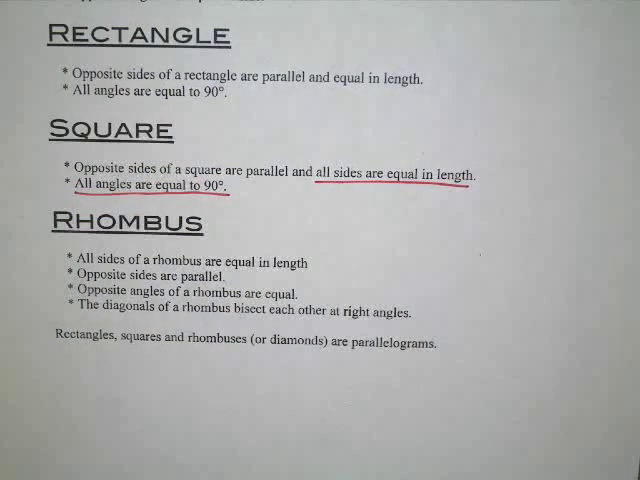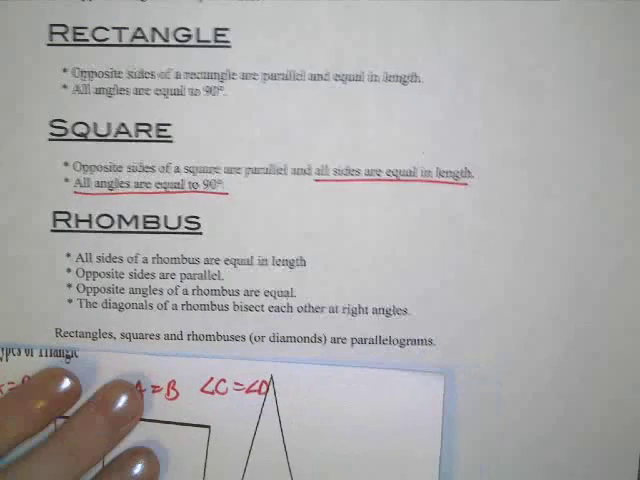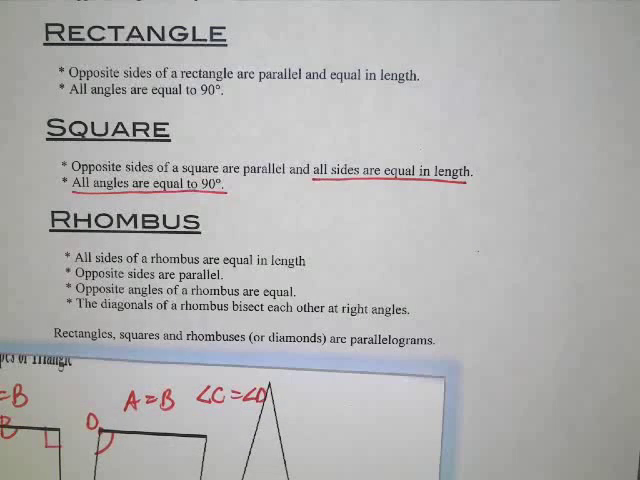The last one is our rhombus. A rhombus has equal lengths on all sides. Opposite sides are still parallel because we're working with parallelograms. Opposite angles of the rhombus are equal. And the diagonals of the rhombus bisect each other at right angles.